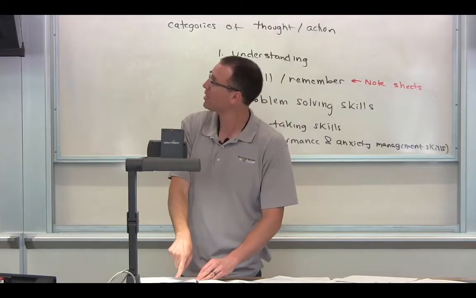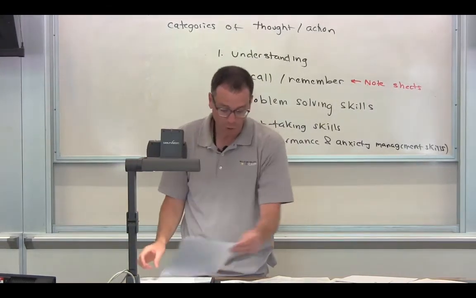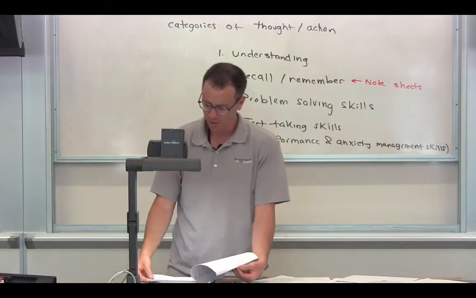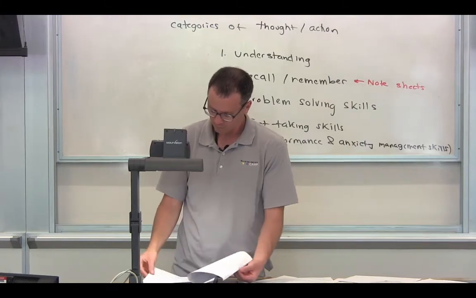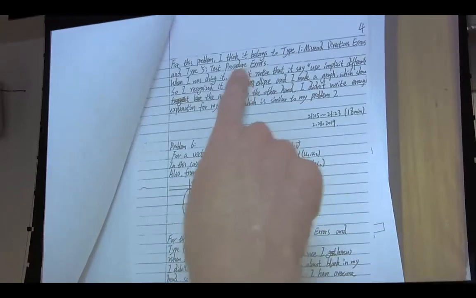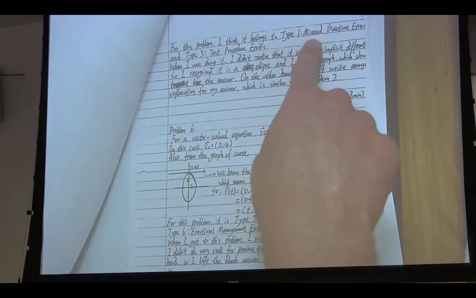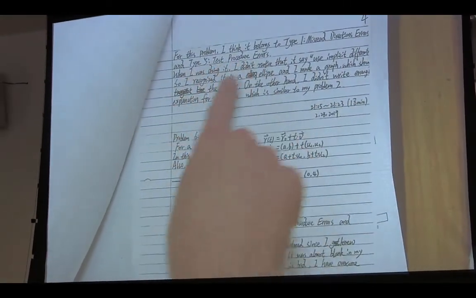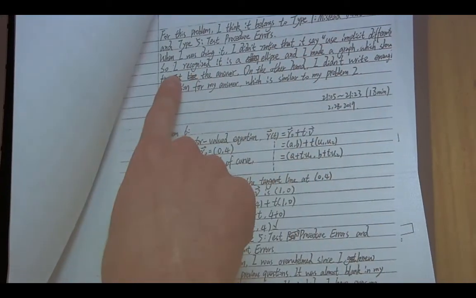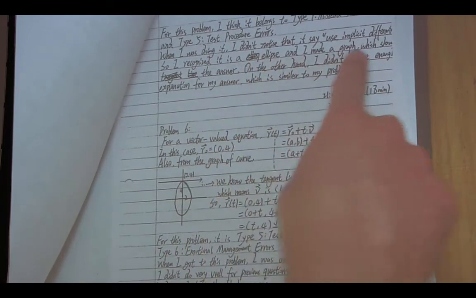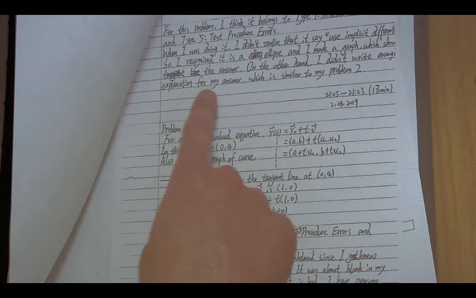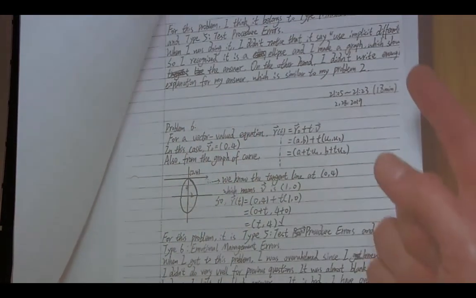So for every exam problem that you missed, I want a full sentence or 3. Some people, I don't think you need to write 4 paragraphs on this. Here's another one, step 4. So this person did it at the end. "For this problem, I think it belongs to type 1, misread direction errors, and type 5, test procedures errors. When I was doing it, I didn't note that it says use implicit differentiation, so I recognized it as an ellipse, and I made a graph, and I used that to get the tangent line. I didn't write enough for my explanation, which is similar to my problem 2."